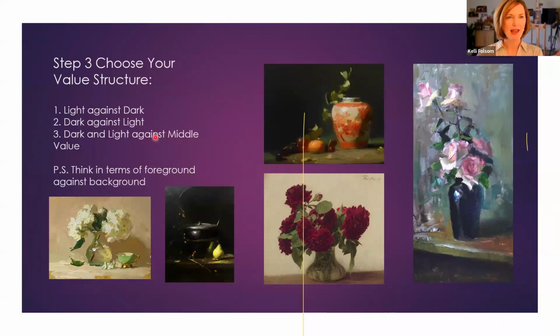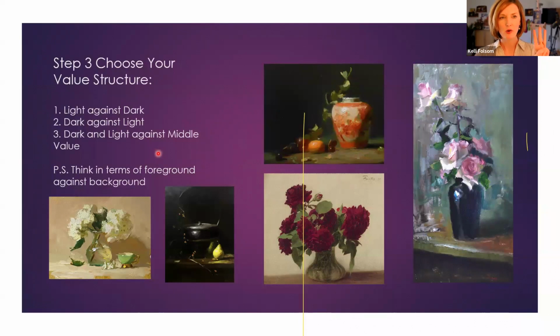Okay, so when you're doing light against dark, I'm talking about lighter foreground against darker background. Dark against light, darker objects against lighter background. It doesn't mean that there's no color. Every color has a value. So first you want to think about value. Dark red is a darker value. Orange, yellow, white, light green, those are lighter value colors.